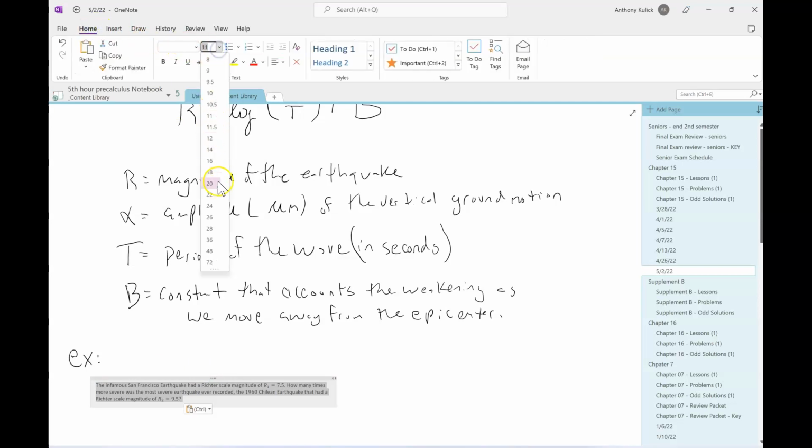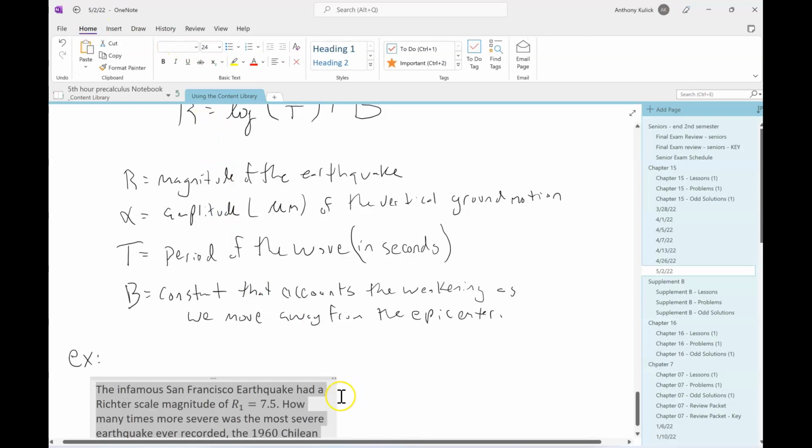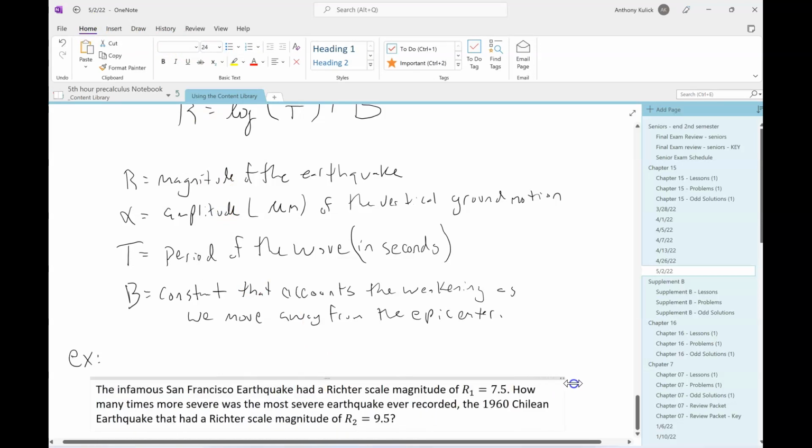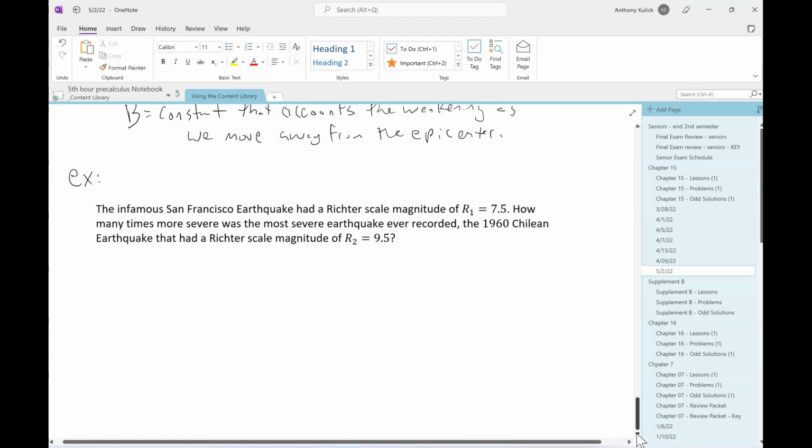All right. So let's look at an example now using this. We have the infamous San Francisco earthquake, which has a Richter scale measurement of 7.5. How many times more severe was the most severe earthquake ever recorded, the 1960 Chilean earthquake, which had a Richter scale magnitude of 9.5?